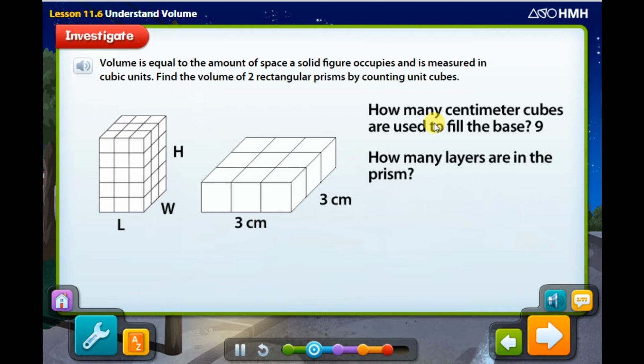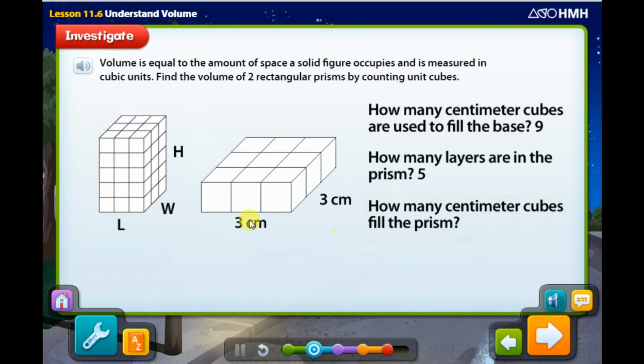How many layers are in the prism? Let's see how many layers. 1, 2, 3, 4, 5 layers. So there are 5 layers in the prism. That means the prism has a height of 5 centimeters. If there are 9 cubes in each layer, and the prism consists of 5 layers, how many centimeter cubes fill the prism?